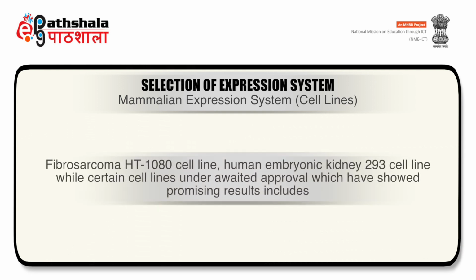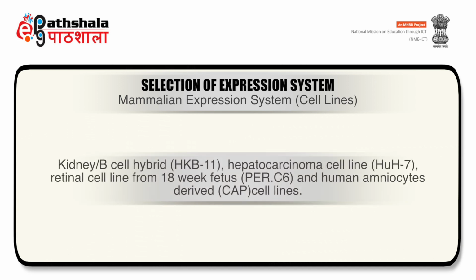Some newly established cell lines include the fibrosarcoma HT1080 cell line and the human embryonic kidney 293 cell line, while certain cell lines under awaited approval which have shown promising results include kidney B cell hybrid, hepatocarcinoma cell line, retinal cell line from an 18-week fetus, and human amniocytes derived cell lines.